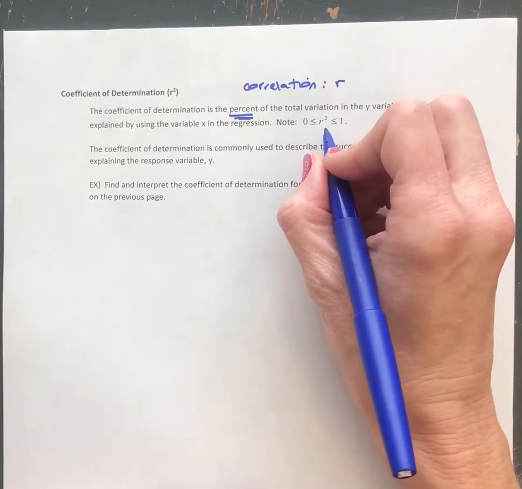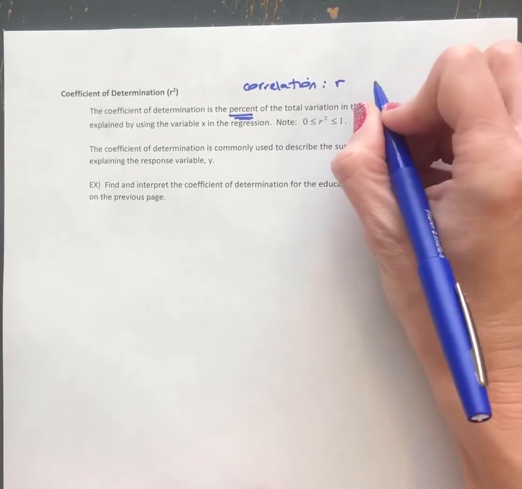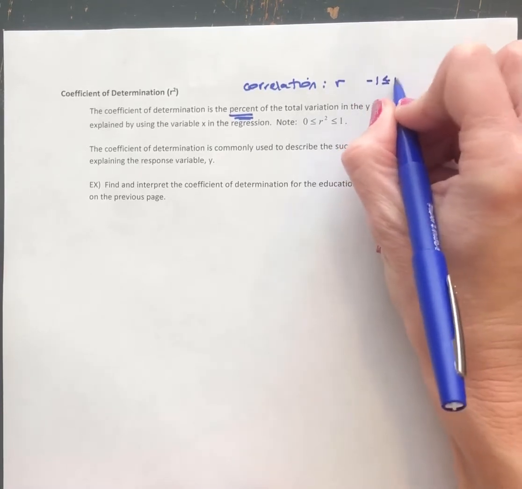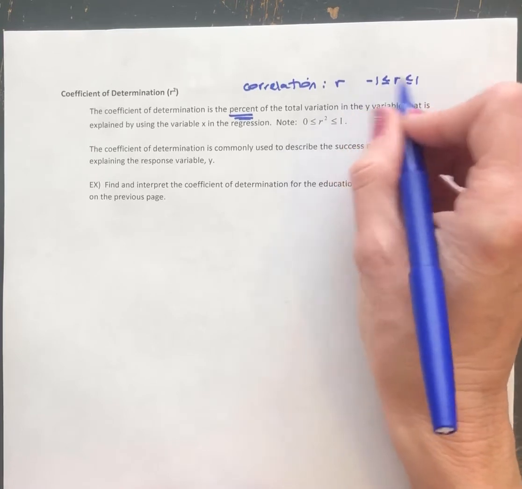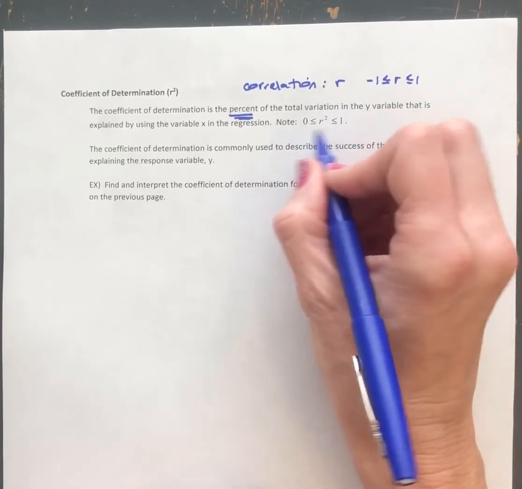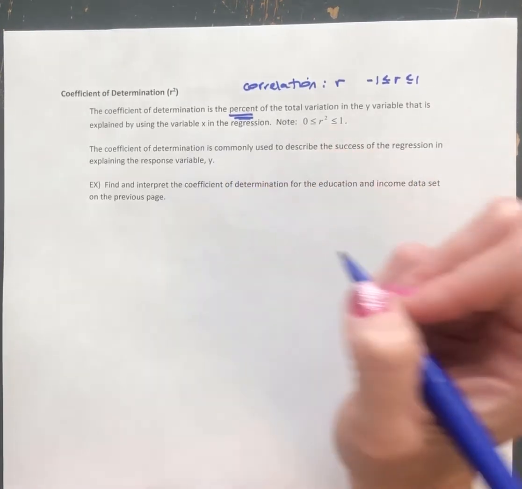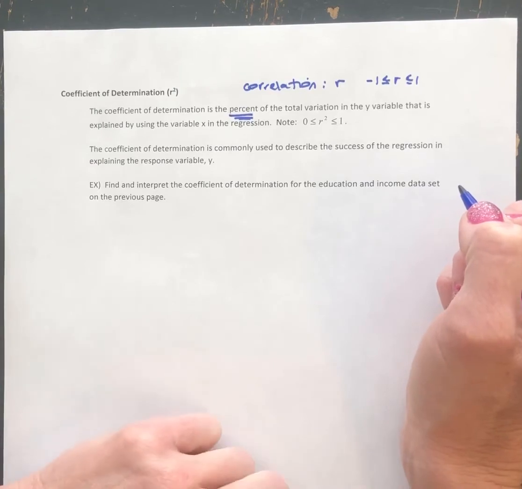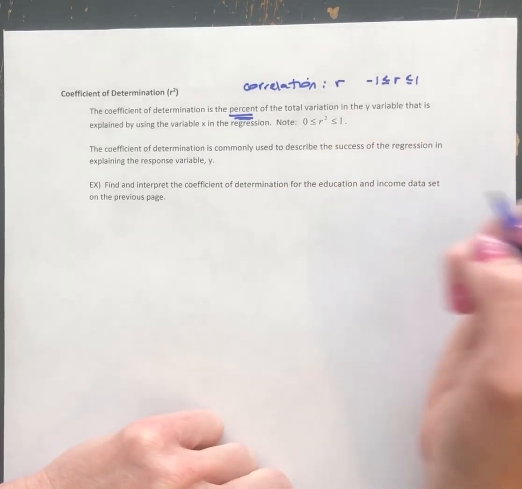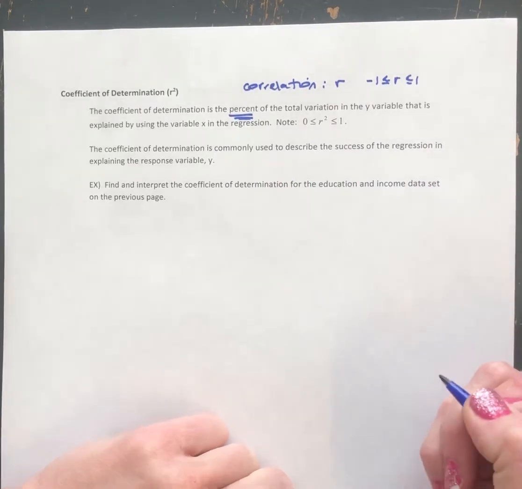R squared has to be between 0 and 1. Remember, r was between -1 and 1, and so any of those negative values that we squared would become positive. So r squared has to be between 0 and 1. It's commonly used to describe the success of the regression in explaining the response variable y. So the higher the percentage, the more successful our model is.